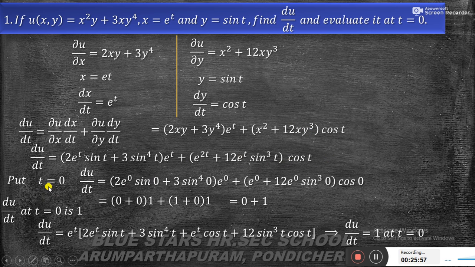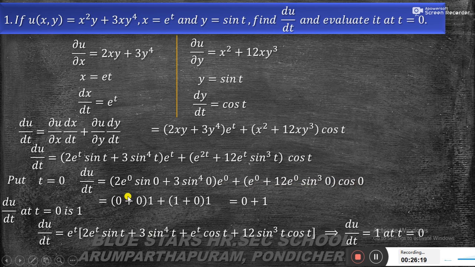So the next step, they ask to evaluate at the point t equal to 0, so I will substitute t equal to 0. So t equal to 0 means du by dt equal to 2 into e power 0 sin 0 plus 3 into sin power 4 0 plus e power 0 plus e power 0 plus 12 into e power 0 sin power 3 0 into cos 0.